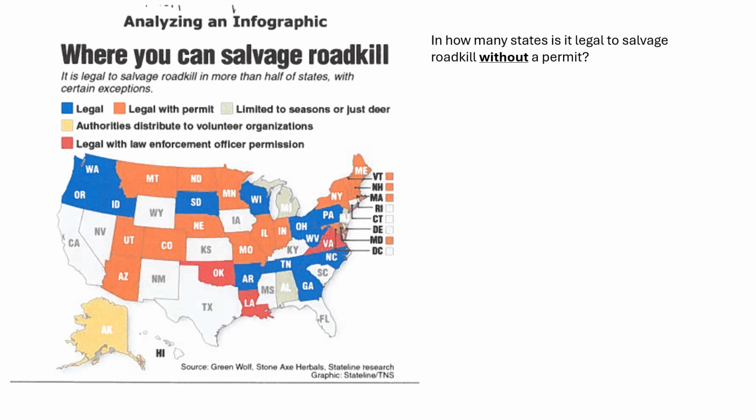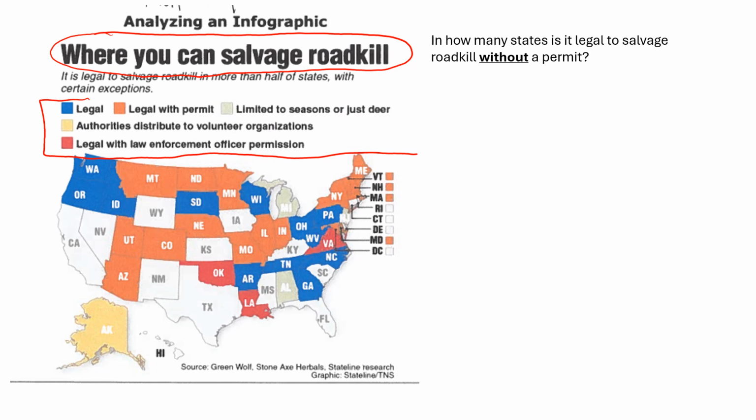Map 4, analyzing an infographic. Funny title: where you can salvage roadkill. That's interesting. So pay close attention to your legend right here. Here is your legend. It tells you what all the colors on the map represent. You need to know that.